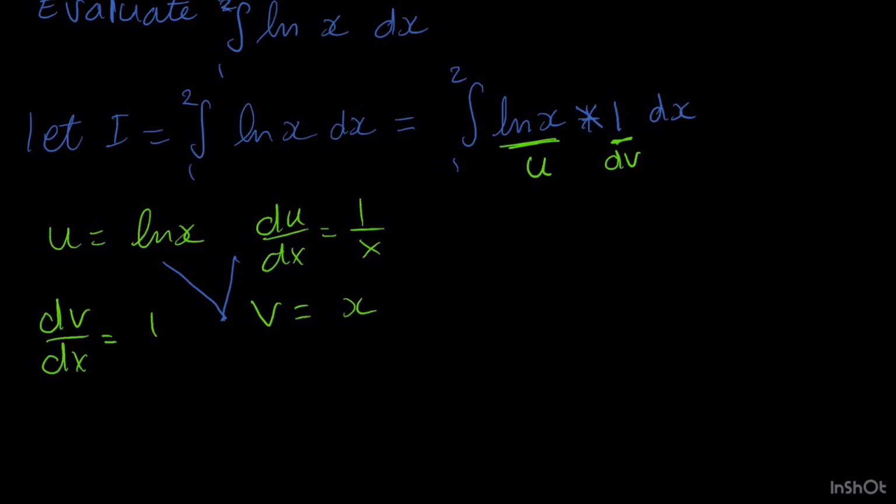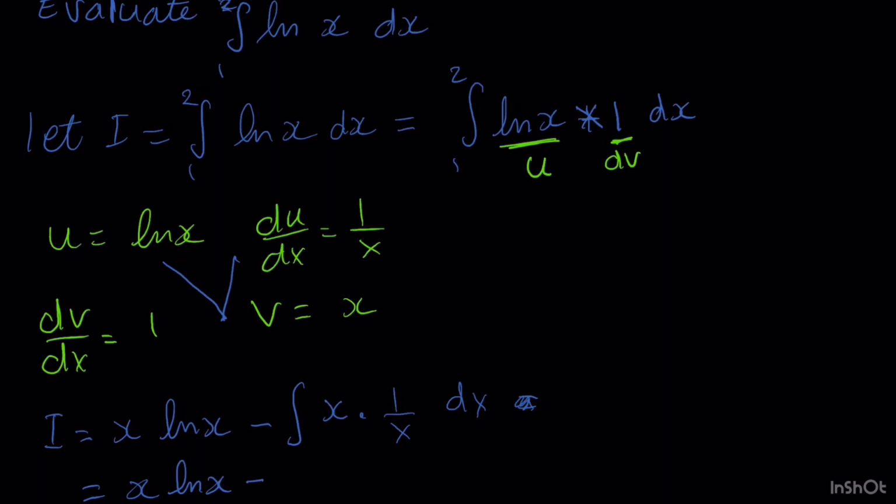So I equals uv, which is x ln x, minus integration of v du, which is x multiplied by 1 over x dx, which is 1, yeah? So this equals x ln x minus integration of 1, which is x.